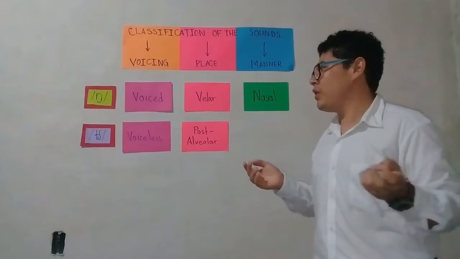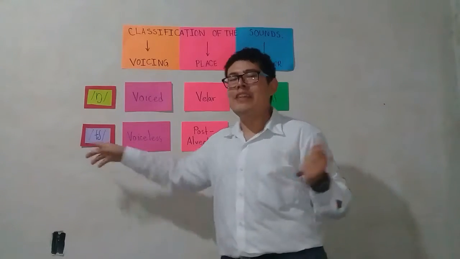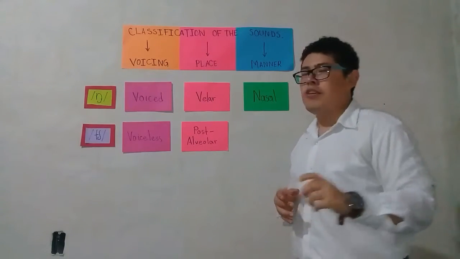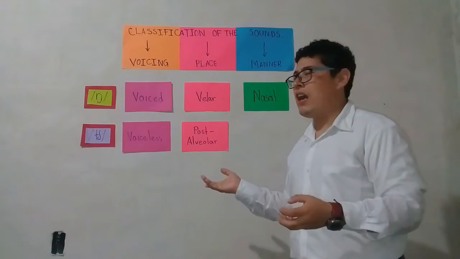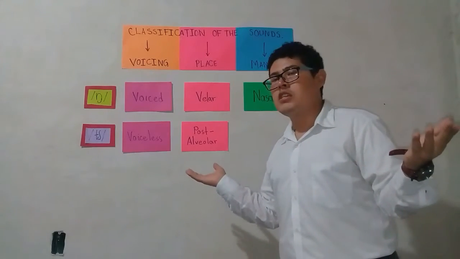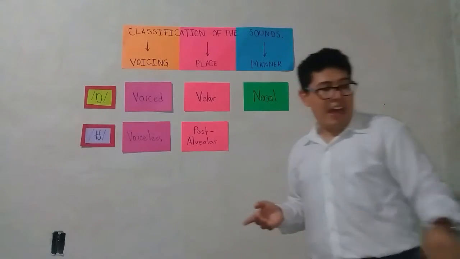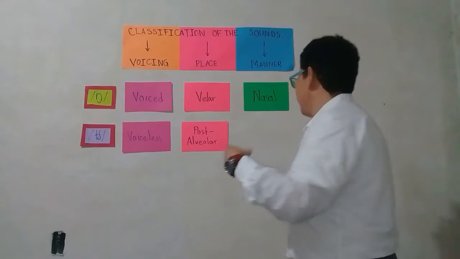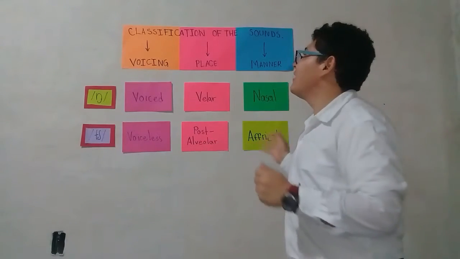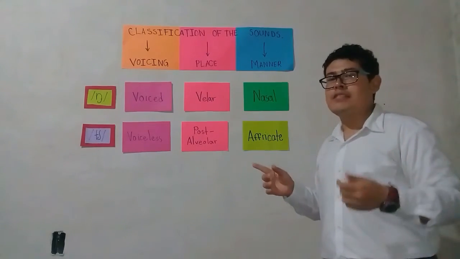Post-alveolar sound. And what about the manner of articulation? How is the sound produced? Well, if you remember, this is a kind of combination of two sounds, but we have one sound specifically. It's the sound of ch. It's compound between the sound of t, a stop sound, and the sound of sh, a fricative sound. And then we have an affricate sound. And now we can classify the sounds according to the voicing, place, and manner of articulation. Thanks for your attention.